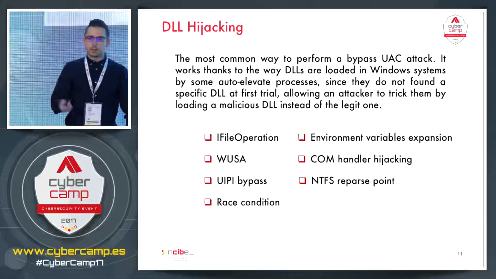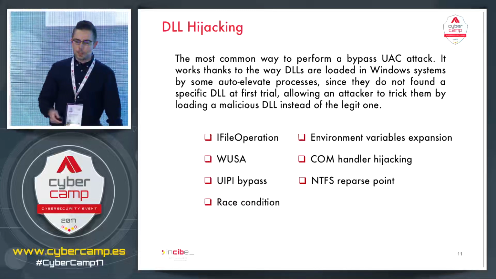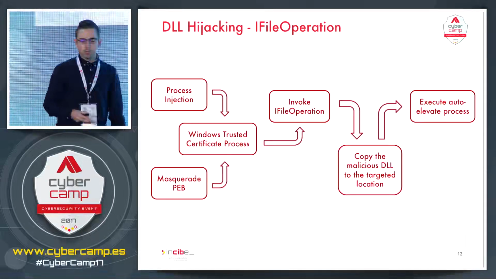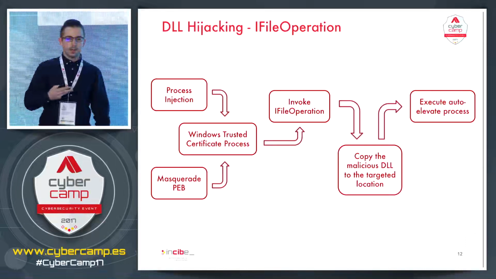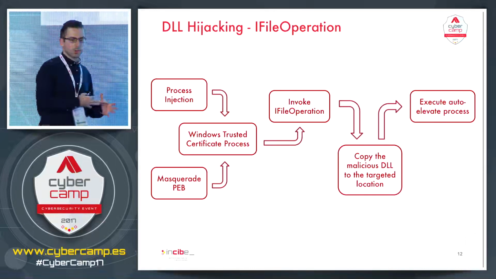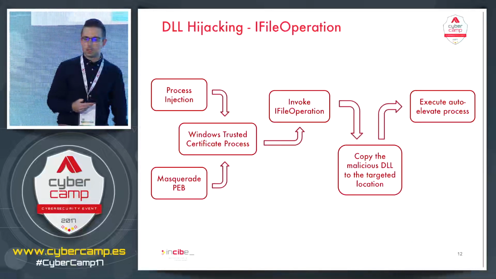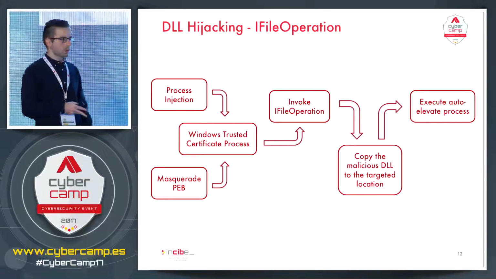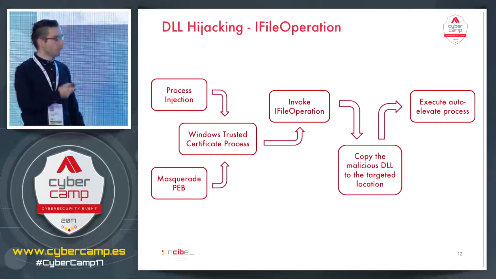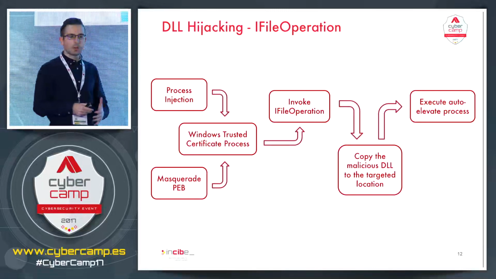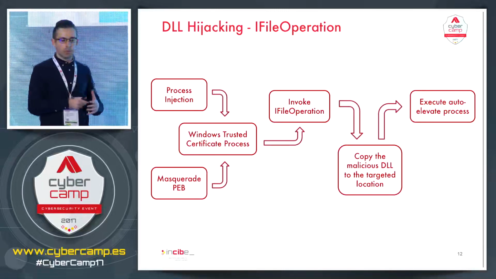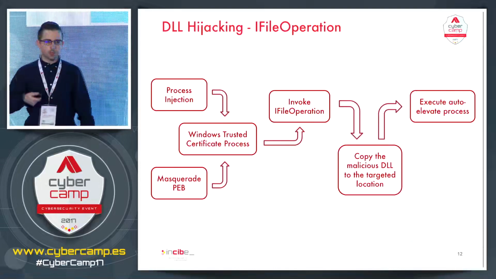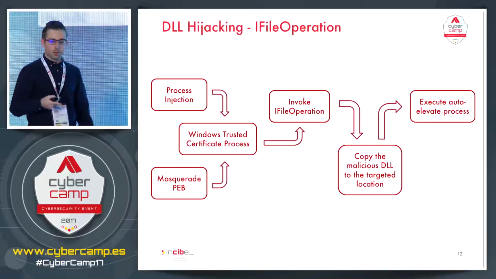And here we can tell 7 different categories in terms of attacks and DLL hijacking. The most popular one was IFileOperation. With this process, we want to deceive the IFileOperation object so that when we invoke it, we do so with the maximum level of integrity. This is done by an injection of processes, as you can see on the top left, and then it will look like a trustworthy process.